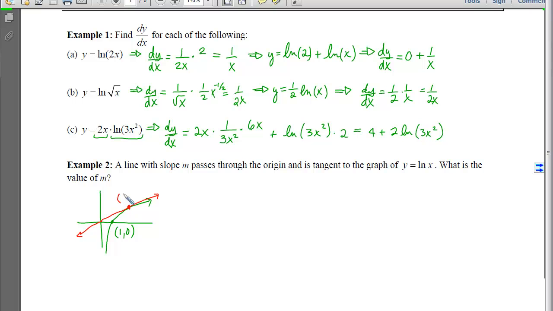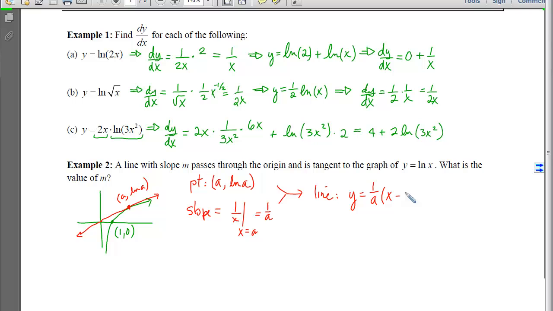So here's that favorite part of mine, favorite problem type that we keep doing over and over. So I have the point (a, ln a). There's my general point. And I have the general slope, which will be the derivative of this with an a plugged in, which is 1 over a. Once I have the point and I have the slope, I can write the equation of the line, which is y equals the slope times x minus the x coordinate plus the y coordinate.